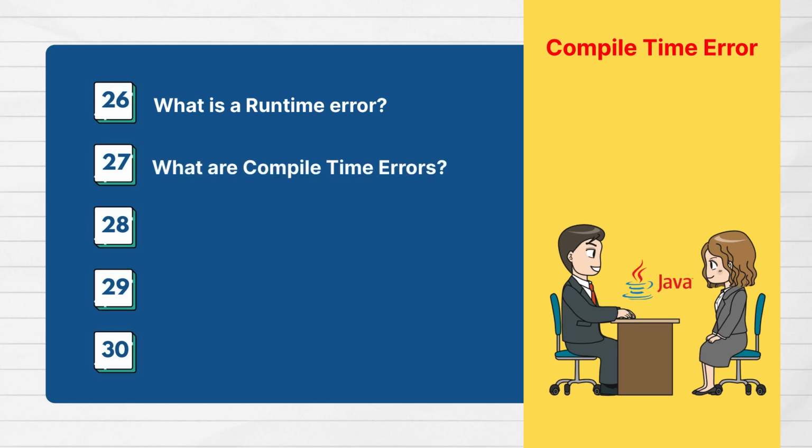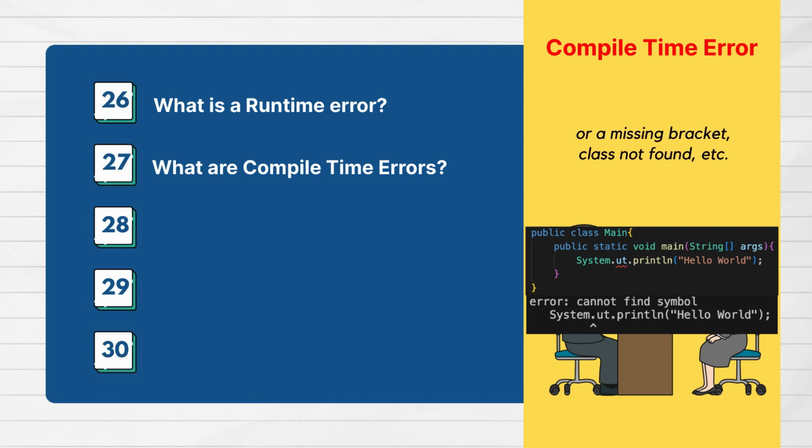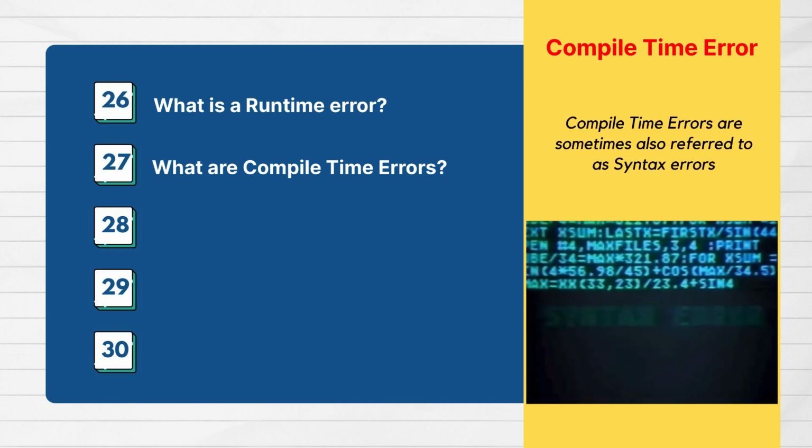What are compile time errors? Compile time errors are those errors which prevent the code from running because of an incorrect syntax, such as a missing semicolon at the end of a statement, or a missing bracket, class not found, etc. Compile time errors are sometimes also referred to as syntax errors.